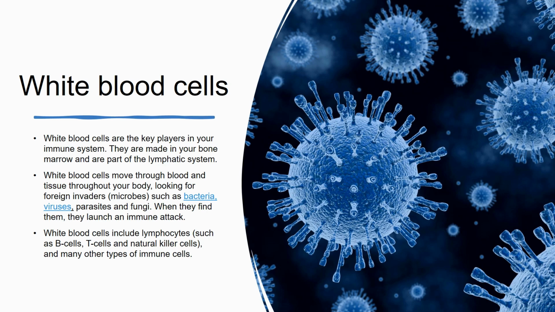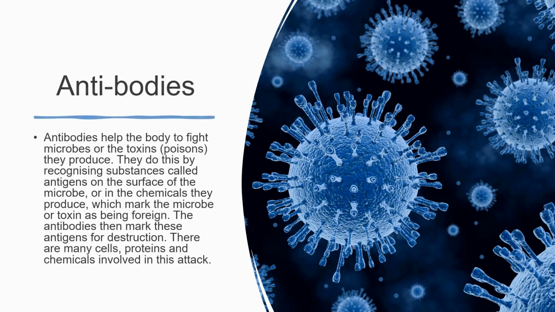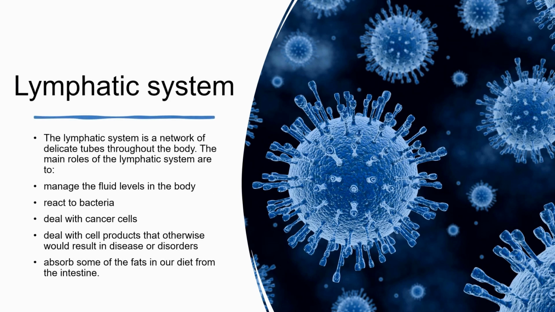White blood cells include lymphocytes, such as B cells, T cells and natural killer cells, and many other types of immune cells. Antibodies. Antibodies help the body to fight microbes or the toxins, poisons, they produce. They do this by recognizing substances called antigens on the surface of the microbe, or in the chemicals they produce, which mark the microbe or toxin as being foreign. The antibodies then mark these antigens for destruction. There are many cells, proteins and chemicals involved in this attack.